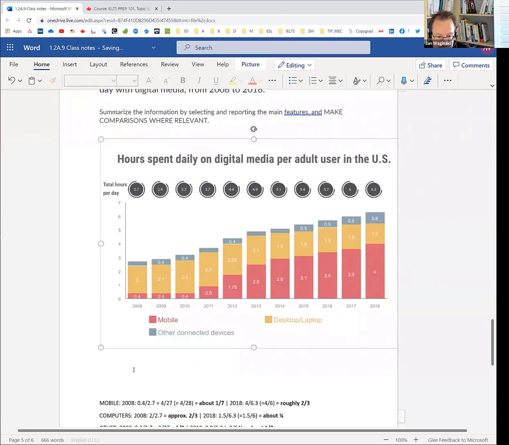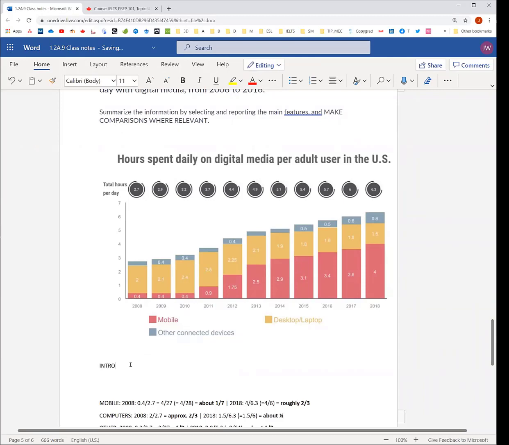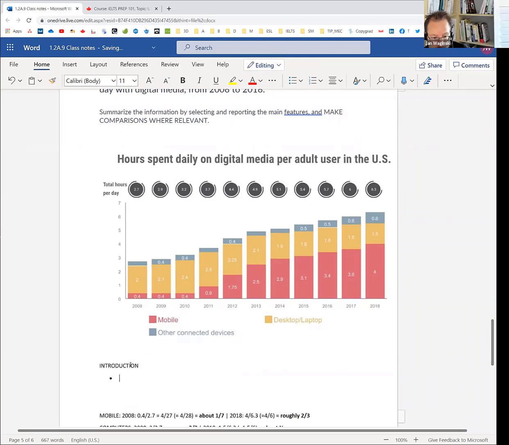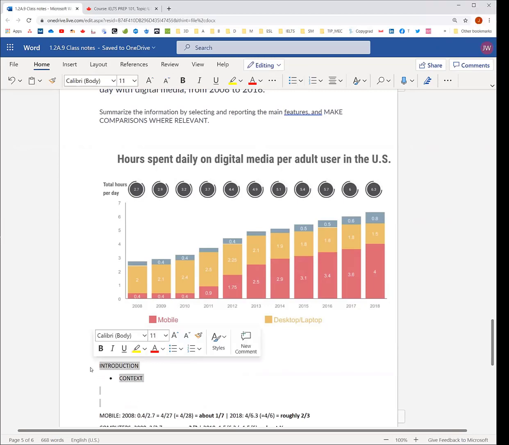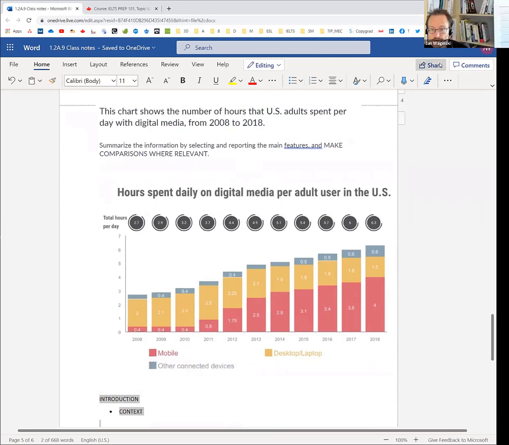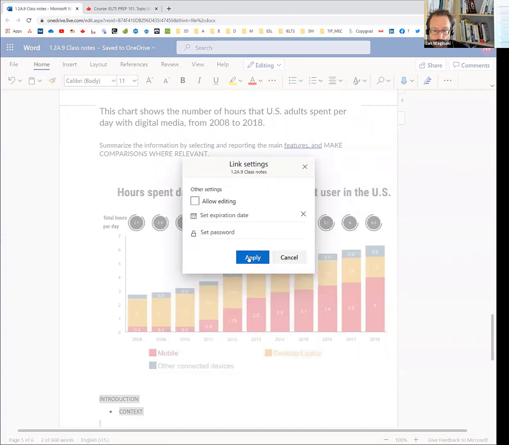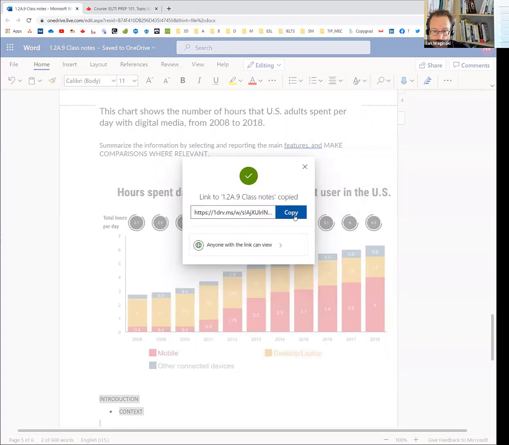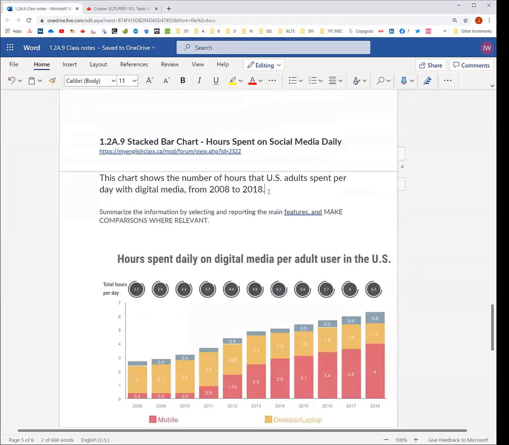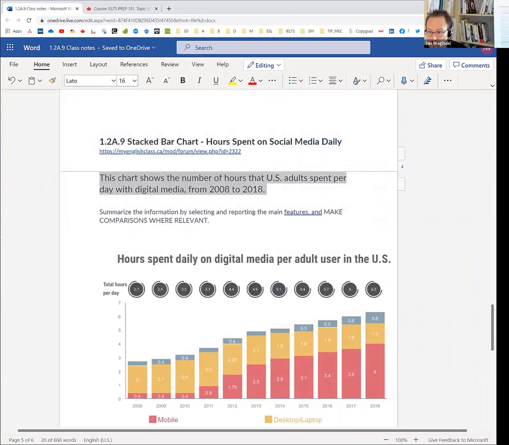So for the introduction for task 1, it consists of 2 parts. First part is the context, and to get the context, well, let me just blow this up a little bit. Mr. Yan, we cannot see the question. Okay, let me share this with you. Okay, I just shared the document in the chat.